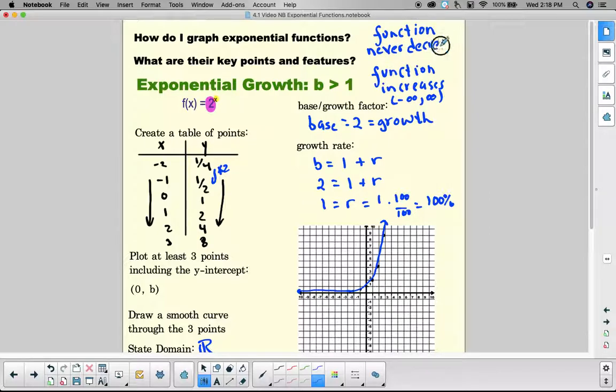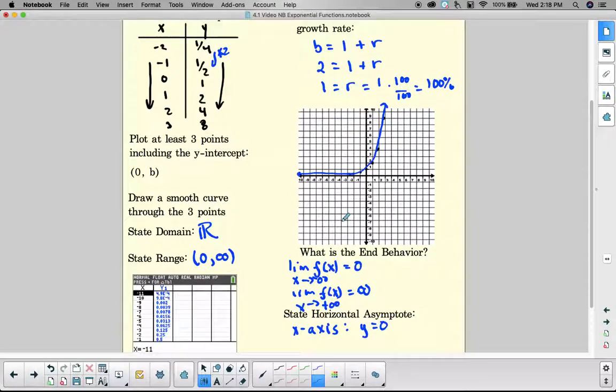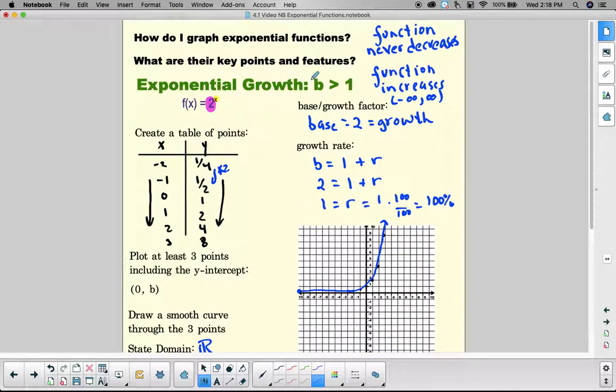So these are really interesting functions. They're always growing. Well, when the base is greater than 1, it's always growing. That's how you graph an exponential function that has a base greater than 1. So I'm going to end this video, and in the next video we'll graph an exponential function with a base less than 1.